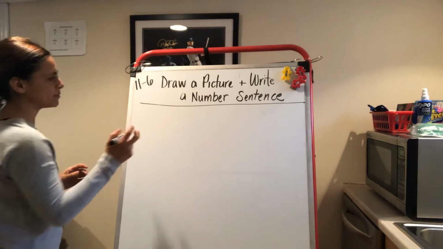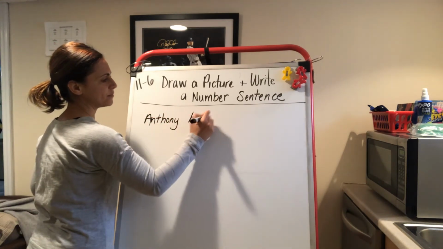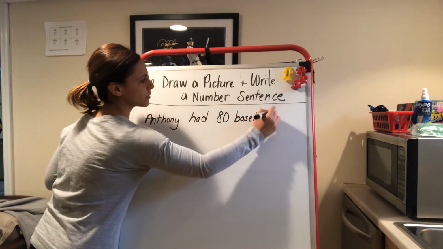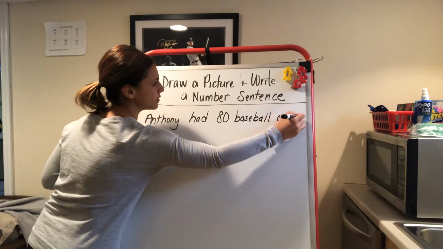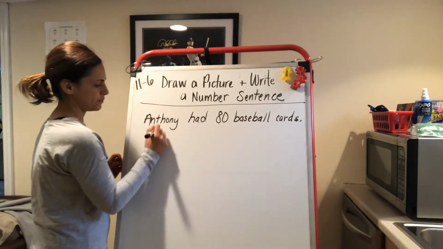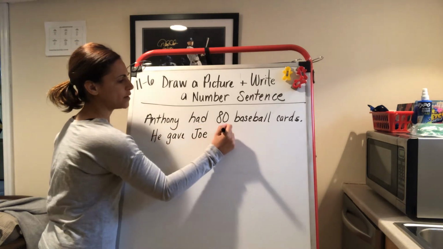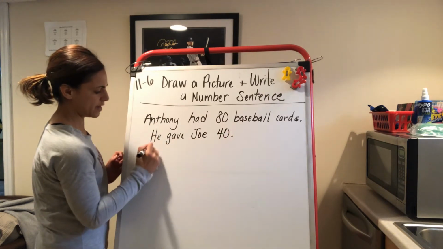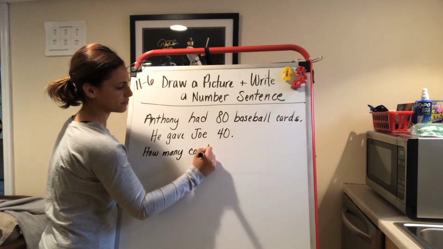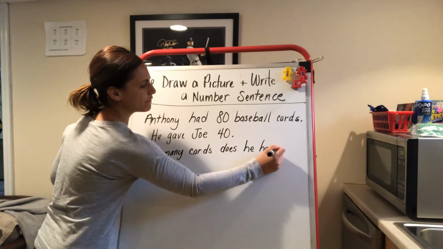Anthony had 80 baseball cards. He gave Joe 40. How many cards does he have left?